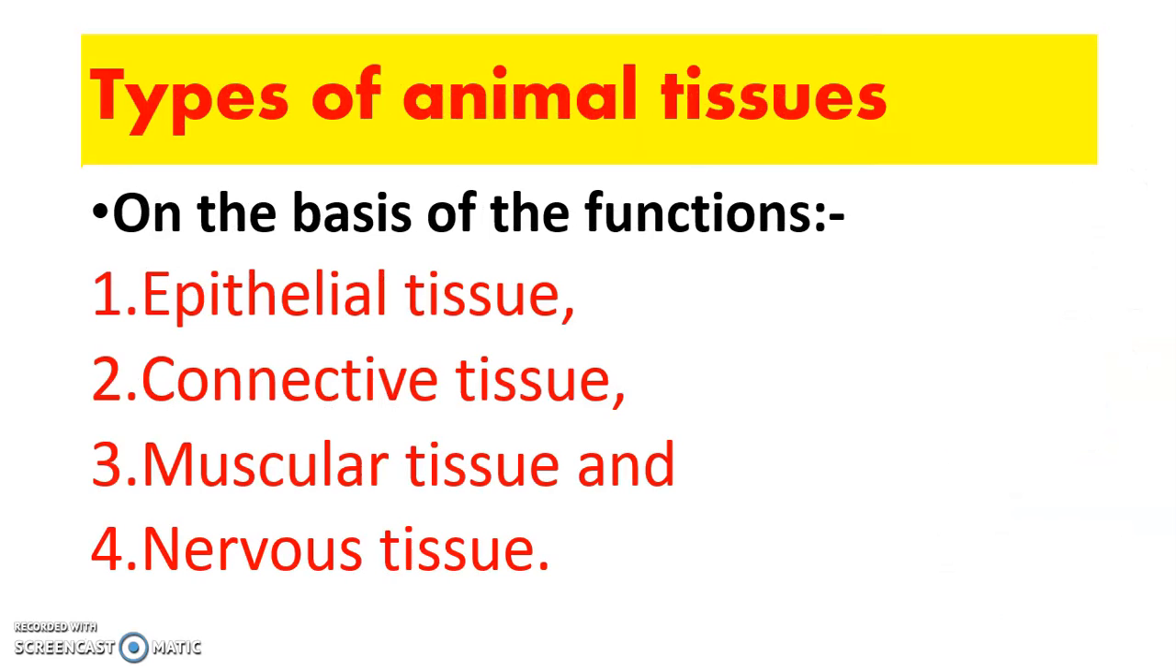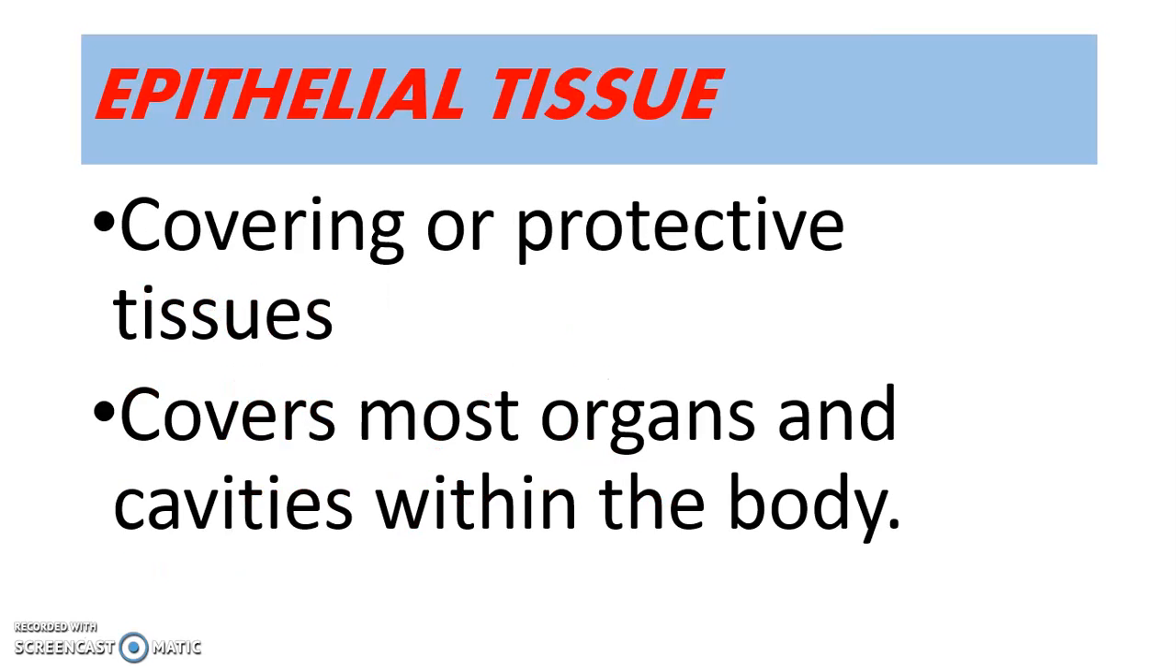Now there are basically 4 different types of animal tissues. These classifications are based on the basis of their functions. First, we have got epithelial tissue, second connective tissue, third muscular tissue, and fourth nervous tissue. Now, epithelial tissue, these are covering or protective tissues. They cover most organs and cavities within the body.